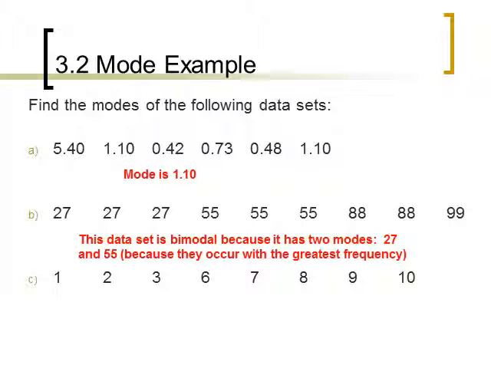This third example has no repeating numbers at all, and so we say no mode. It would be incorrect to say 0, because if you put the number 0, you're implying that 0 is an actual number in your data set. So when there is no repetition, make sure you say no mode.